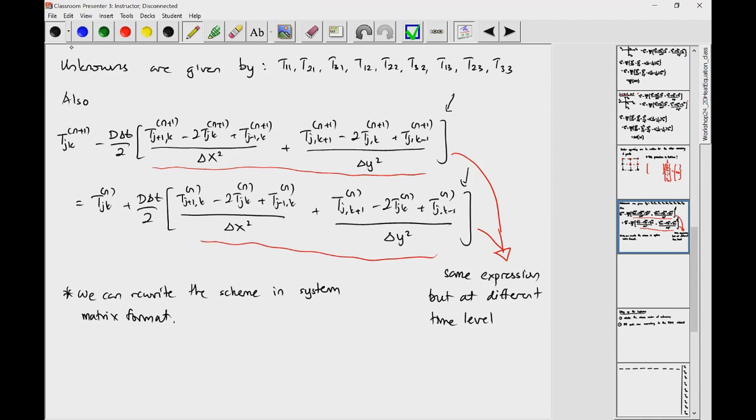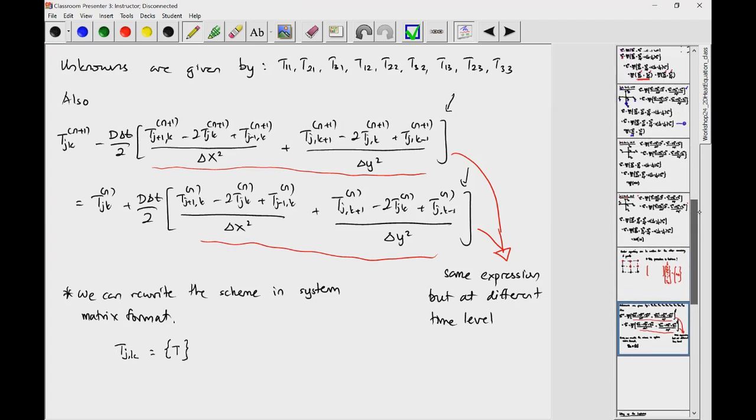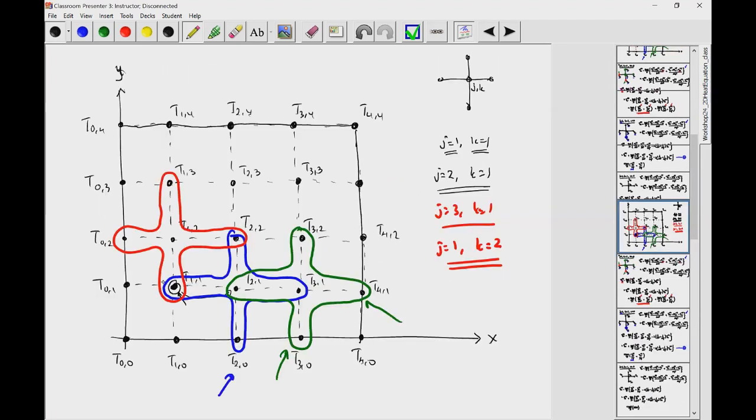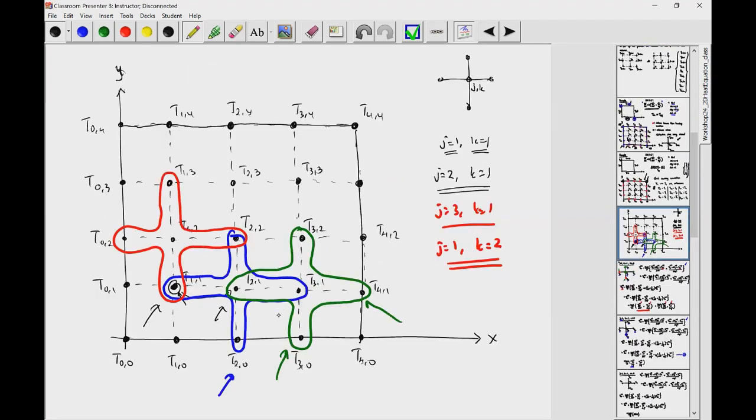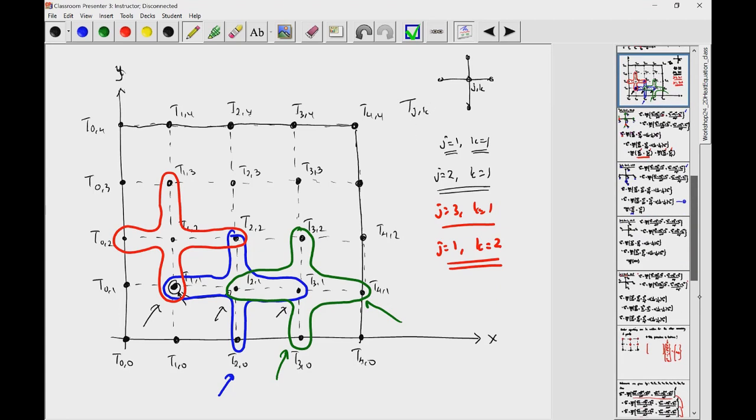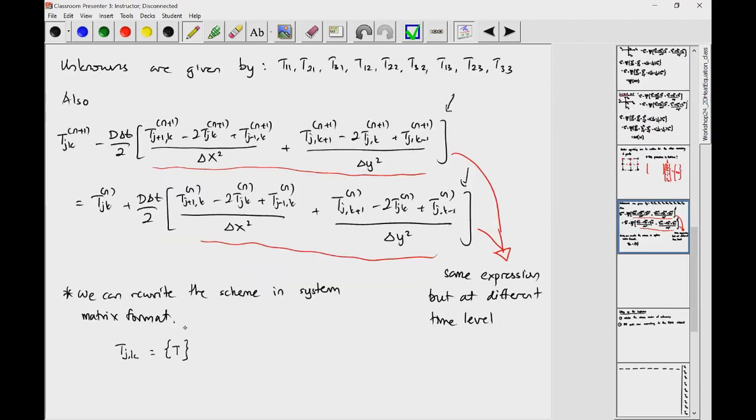To do that, we say that the points Tjk, we call it a column vector T. So what is Tjk? Tjk is the temperature T at all these points that we have, because remember, it's J and K. Effectively, it's the temperature of the grid that you have. So instead of calling it a grid, we call it a column vector, which we will call T.